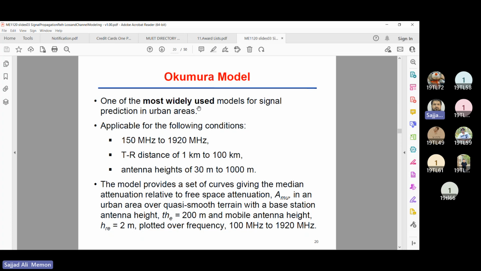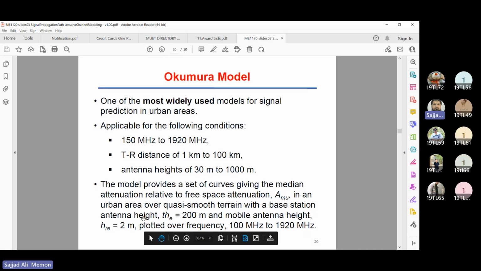somewhere else. But why is it called empirical? Because it was experimented somewhere else. But this model can be applied, with some modifications and some tuning, in other parts of the world as well. So this model is valid for these three conditions. The model provides a set of curves giving the median attenuation relative to free space, attenuation in an urban area over quasi smooth terrain with a base station antenna height of 200 meter and mobile antenna height of 2 meter, plotted over frequency 100 to 1920 megahertz.